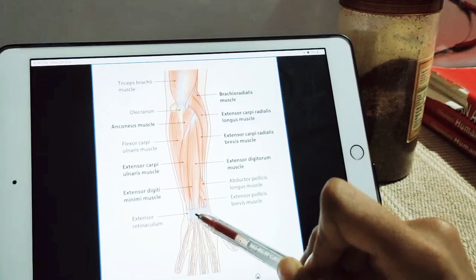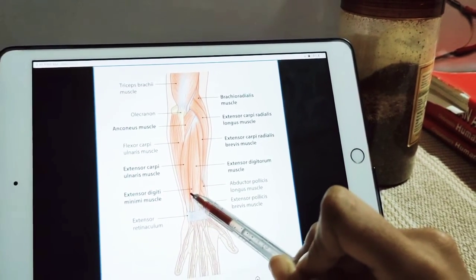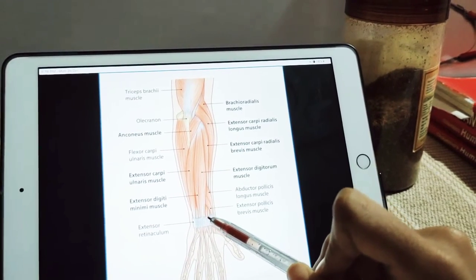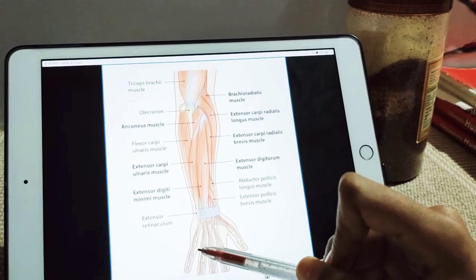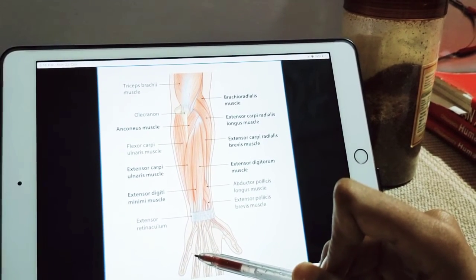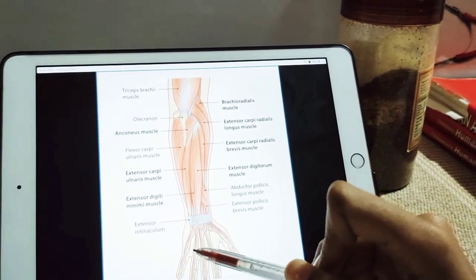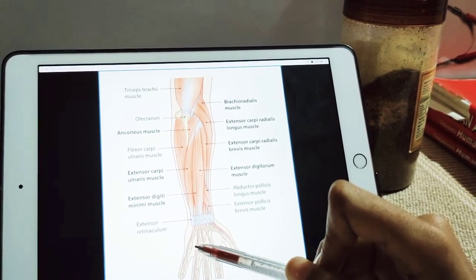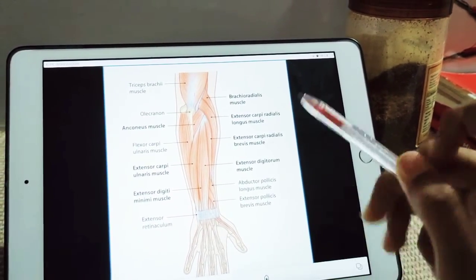Okay. Next, coming to extensor digiti minimi. Extensor digiti minimi, especially for your little finger, right? It is originating from the lateral epicondyle of humerus, and it is getting inserted into the base of especially the fifth metacarpal, because the fifth metacarpal is your little finger, and of course it is supplied by the deep branch of the radial nerve. It extends especially the metacarpophalangeal joint of the little finger.